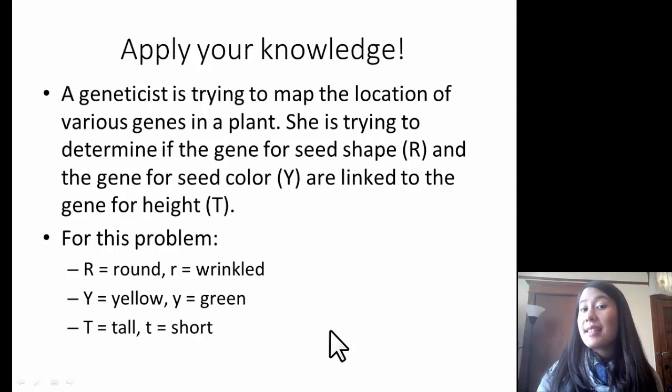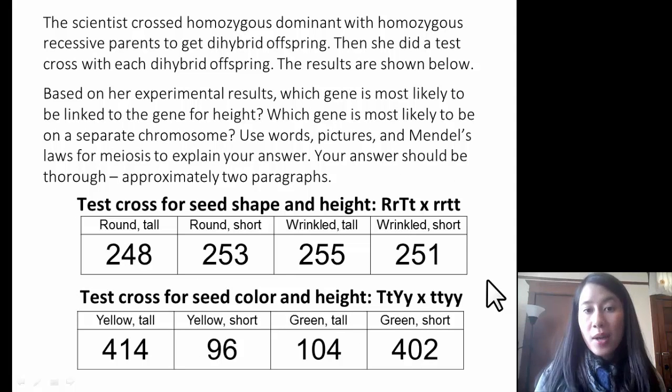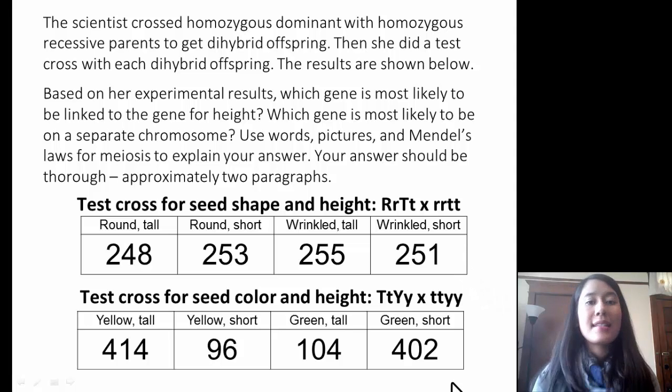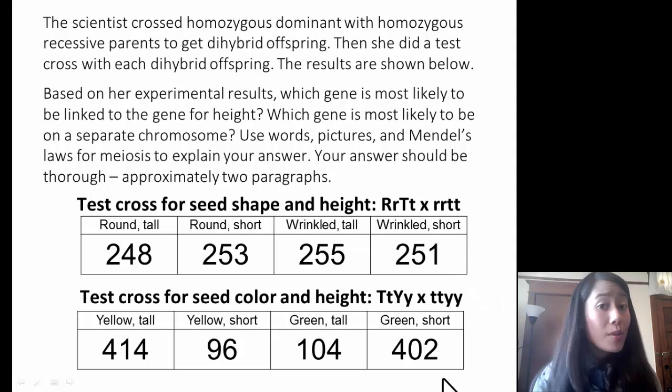So here's a separate question about a geneticist mapping the locations of genes in plants, looking at shape, seed color, and seeing if they're linked to height. Here's the key for the genes. Here's the question and some results from an experiment to see if you can figure out which ones are on different chromosomes and which ones are on the same chromosomes.